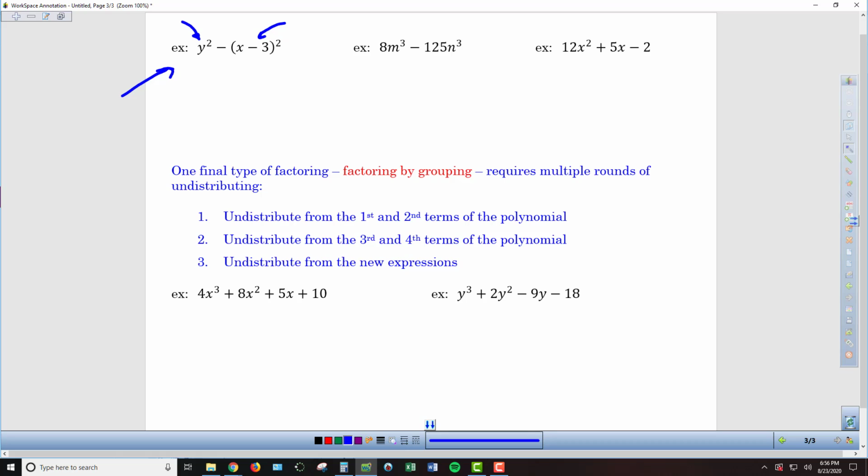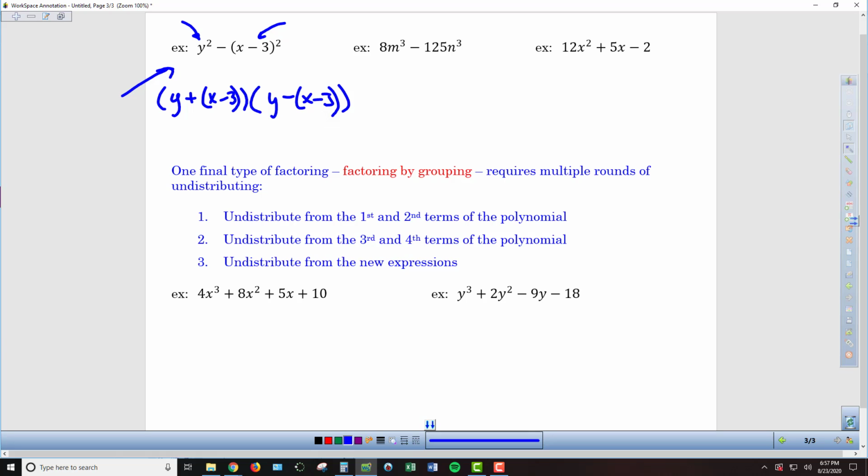And so I'm going to use that same pattern of difference of squares that we saw earlier. We're going to have y as the first piece in each of the two sets of parentheses. It's going to be plus and minus. And then the second piece in each set of parentheses is just going to be that x minus 3. And so we can just leave it like that.